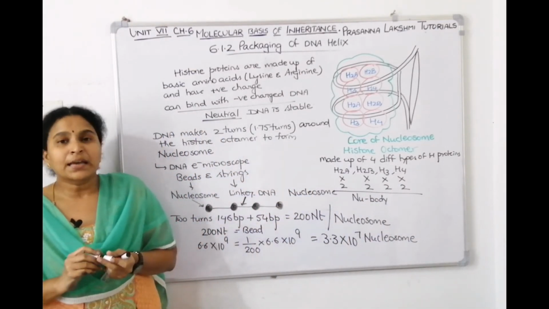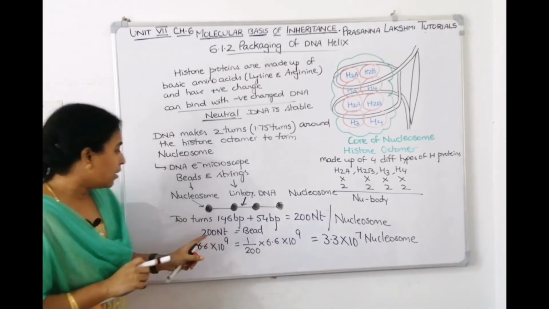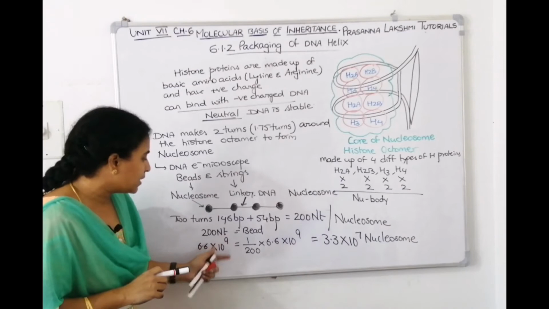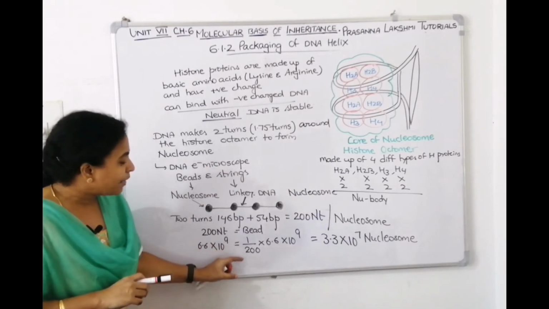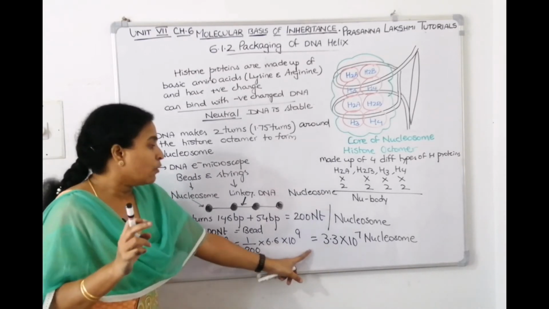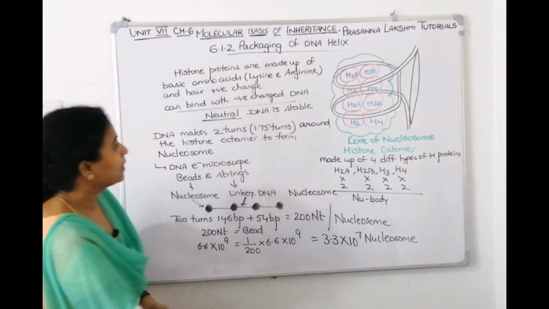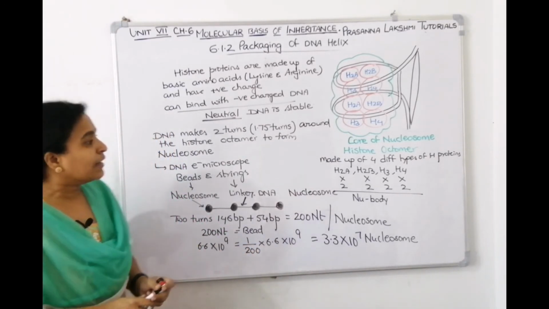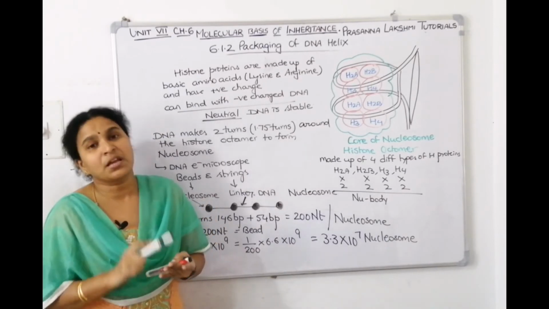So, theoretically, in a human diploid cell, how many nucleosomes are possible? A nucleosome contains 200 nucleotides. Our number of base pairs is 6.6 into 10 power 9 base pairs. 1 by 200 into 6.6 into 10 power 9. If you calculate, you will get 3.3 into 10 power 7 nucleosomes. It is possible. Understood?